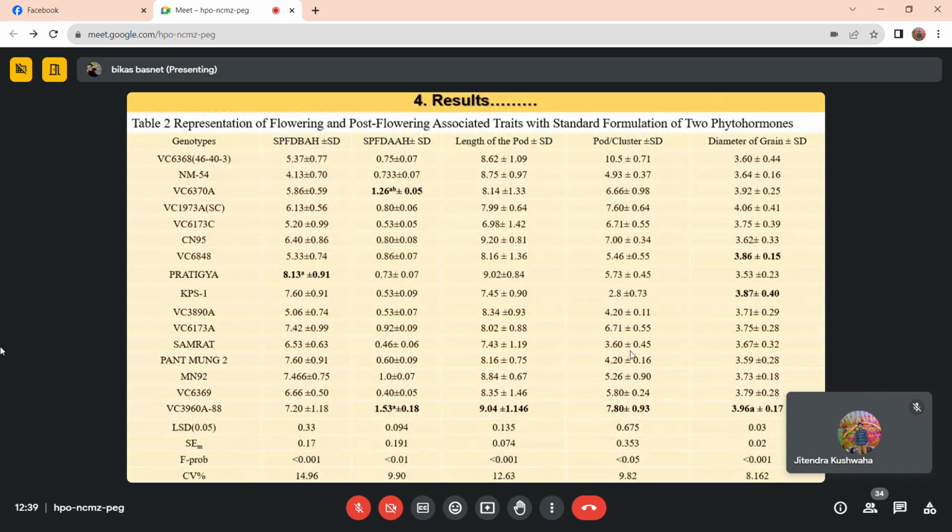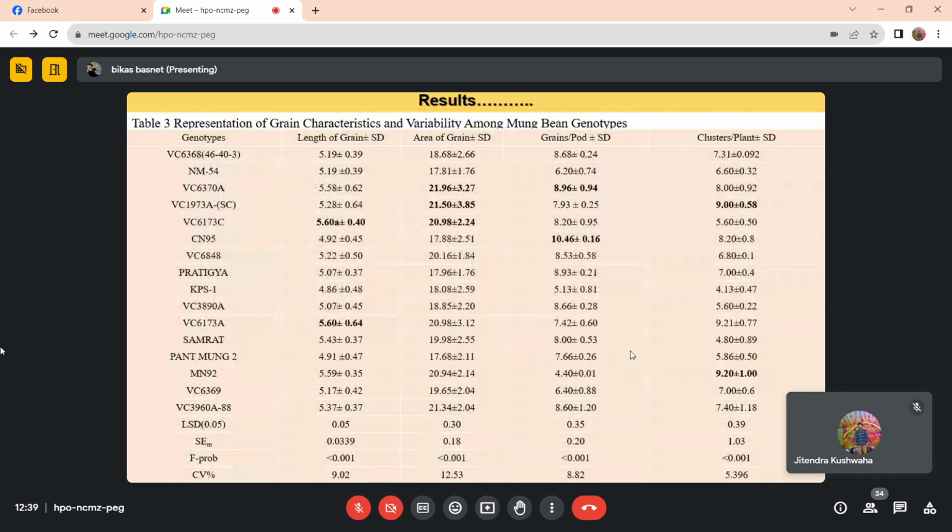And similarly, the dimension of the grain, especially the diameter of the grain, is higher for the three genotypes, 34 BC accessions and the KPS1. And here are the grain characteristics among the genotypes.